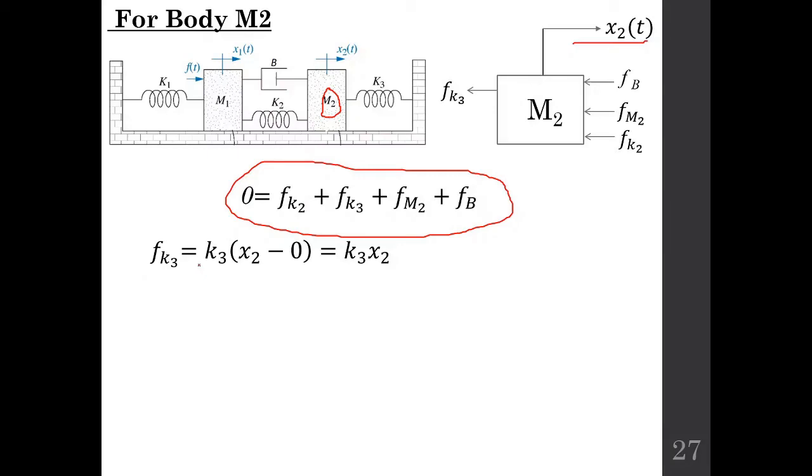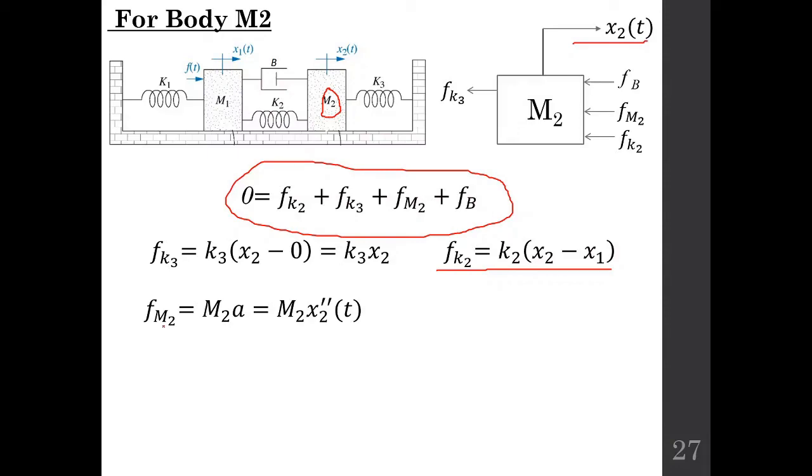So f of k3 will simply be equal to k3 into (x2 minus 0). Now here k3, that is the spring whose spring constant is k3, is connected between x2 and this point, which is 0. So the opposing force of this spring will be equal to k3 into x2, and k2, which is connected between m2 and m1, this spring force will be equal to k2 into (x2 minus x1). Similarly, for the inertial force of this body, we can write it as m2 into x2 double dash, and for the dashpot, we can write it as b into (x2 dash minus x1 dash).